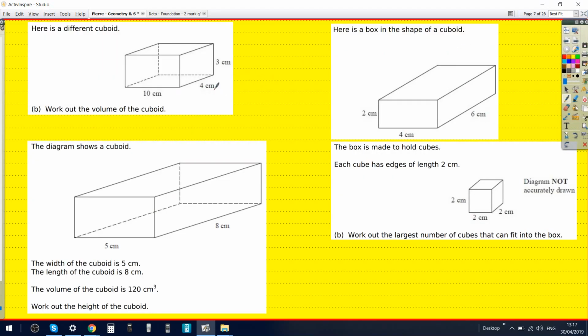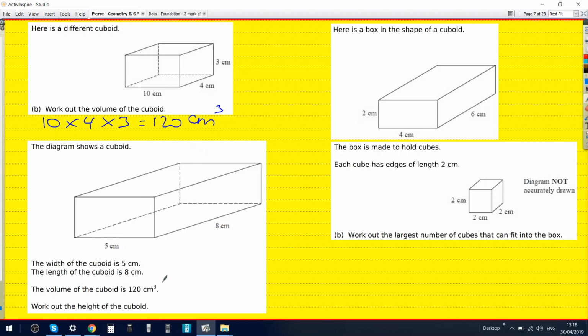Right. Okay, top left. Work out the volume of this cuboid. So basically it's 10 times... like the cross section is 30. Then it's 30 times 4, which is 120. 120. And this one is centimeters cubed. How about bottom left? Okay, bottom left. Volume of the cuboid is 120.